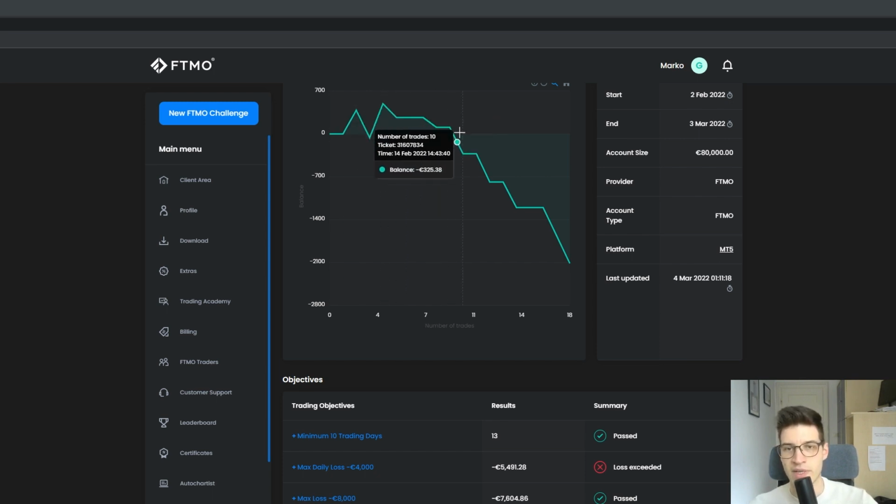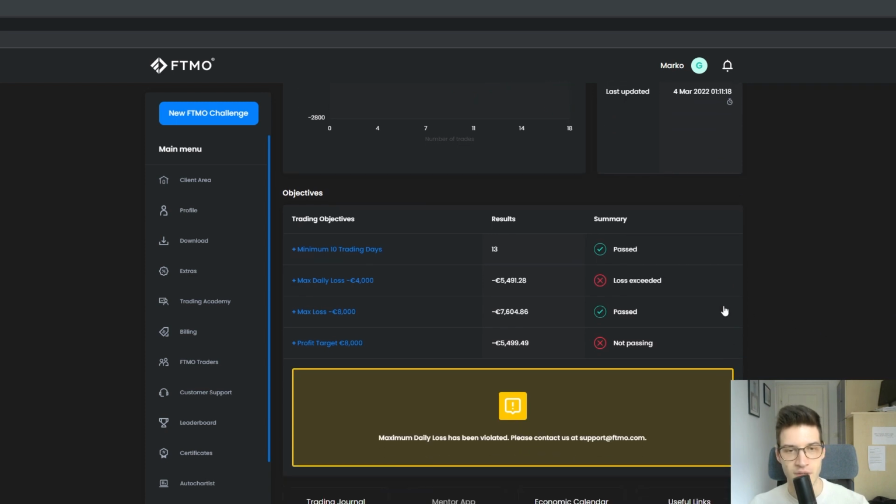And then as time progressed, I actually ended up in a losing streak. And the last trade was that gamble trade where I just tried to save the account in the last couple of hours, which didn't play out good, but at least I tried. And then let's take a look at the trading objectives. So I did pass the minimum trading days. The max daily loss was exceeded by the last gamble trade, which I just wanted to save the account, as I said.